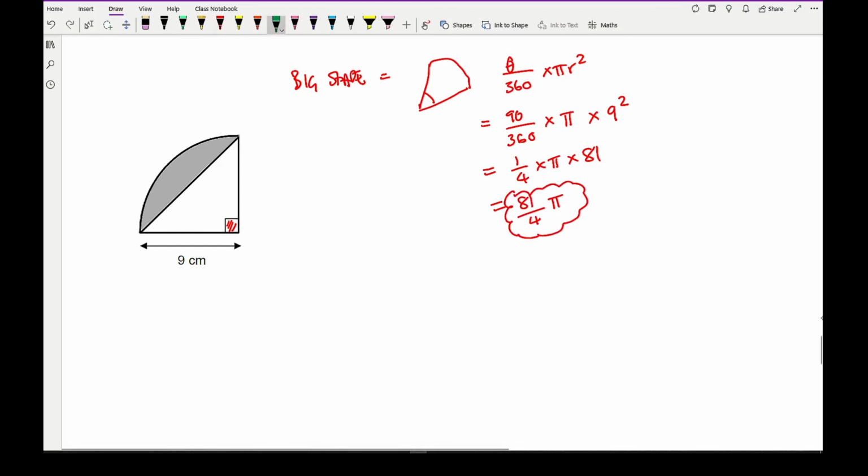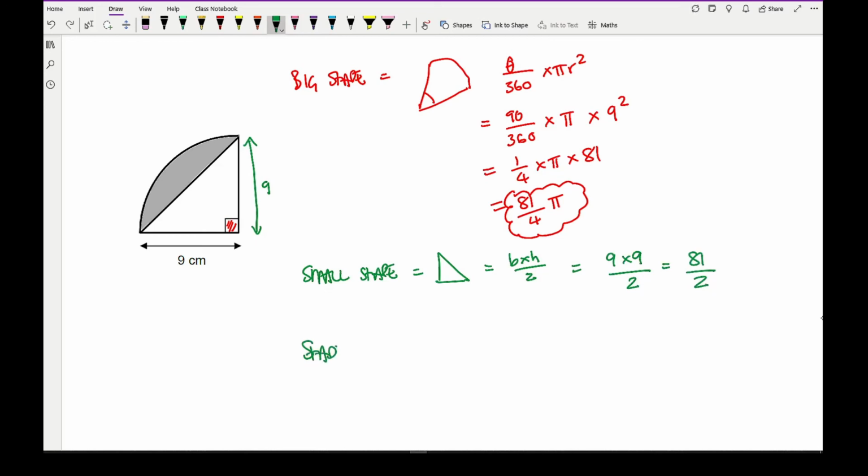Now the small shape is a triangle. Now to work out the area of a triangle, it's just base times height divided by 2. Now here the height, because it's both the radius, is also going to be 9. So this is going to be 9 times 9 divided by 2, which gives me 81 over 2. So the shaded area is going to be 81 over 4 pi minus 81 over 2, and that's in centimetre squared.